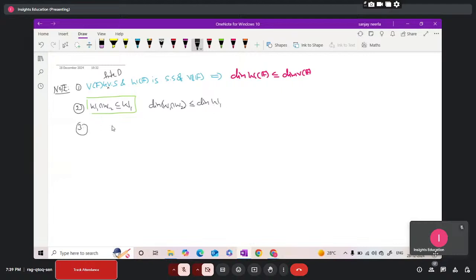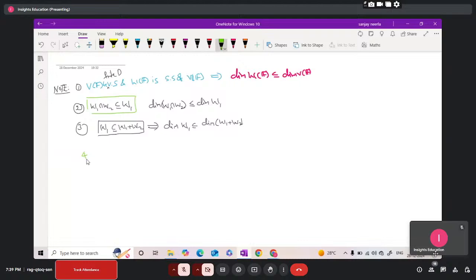Next one, come to the third one. Now what about the relation between W1 and W1 plus W2? W1 is always a subspace of the linear span of W1 and W2. So from this we can conclude the dimension of W1 must be less than or equal to the dimension of W1 plus W2. Am I clear? Okay.